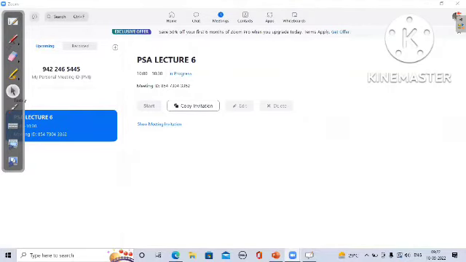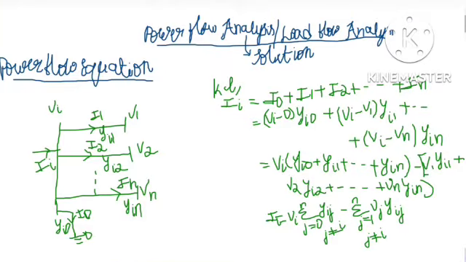Today we are going to discuss power flow analysis. We are going to look at the power flow solution, power flow analysis. Power flow analysis is also called load flow analysis.